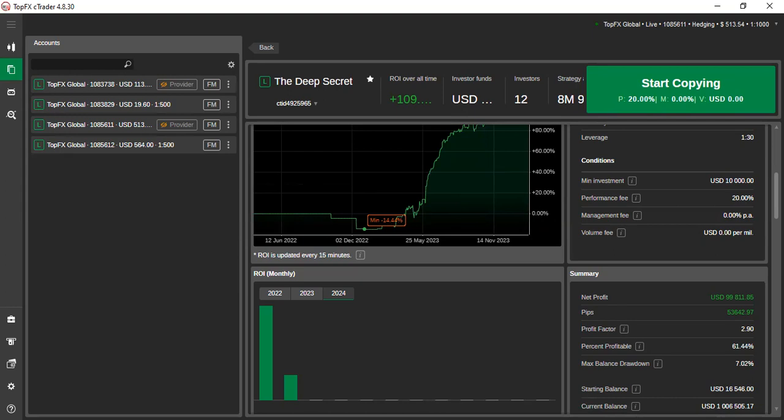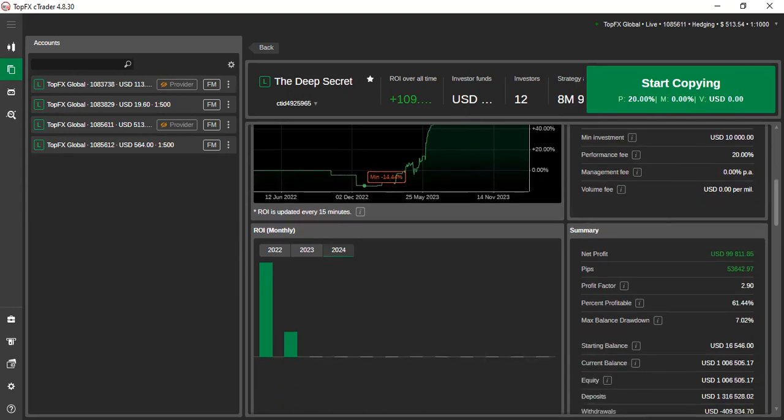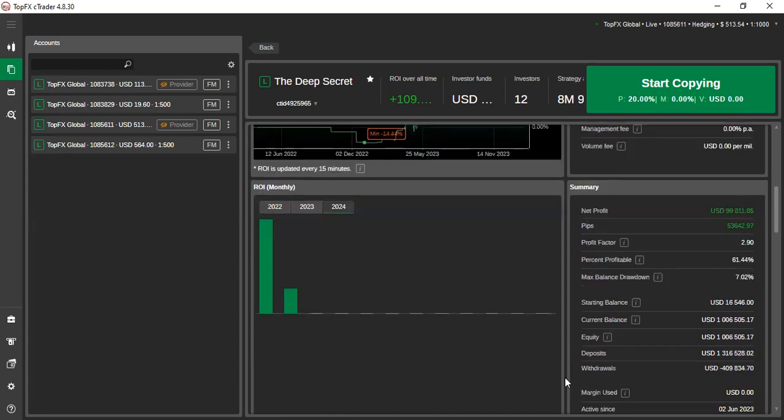And then when you go down, there are other details. Starting balance, this person started with $16,000. And then the current balance, you can see the figures here. It's over 1 million. And then deposits, after the person started, there has been a deposit of $1.3 million, and then a withdrawal of over 400K. So this person has also made almost 100K on the account.